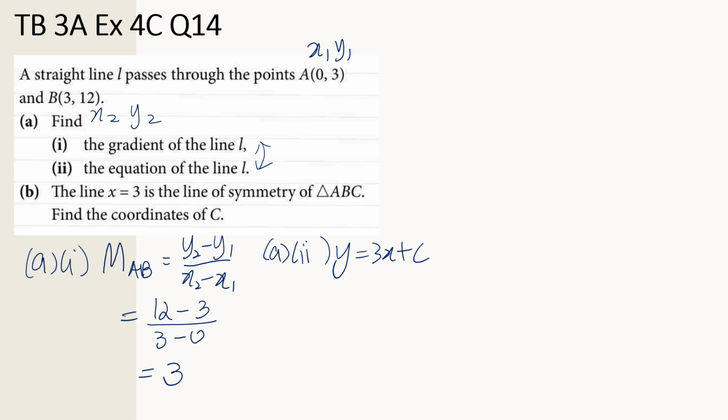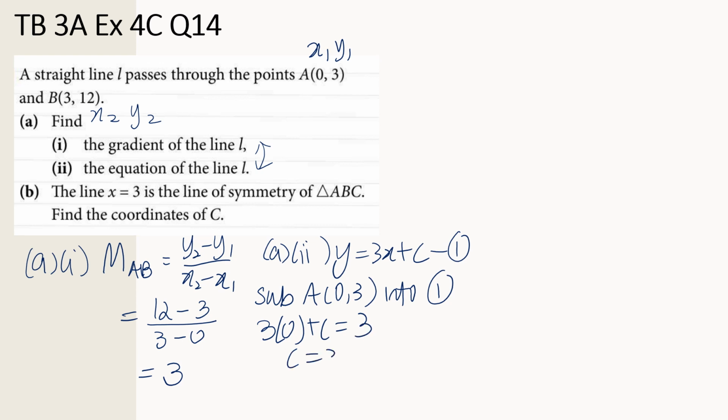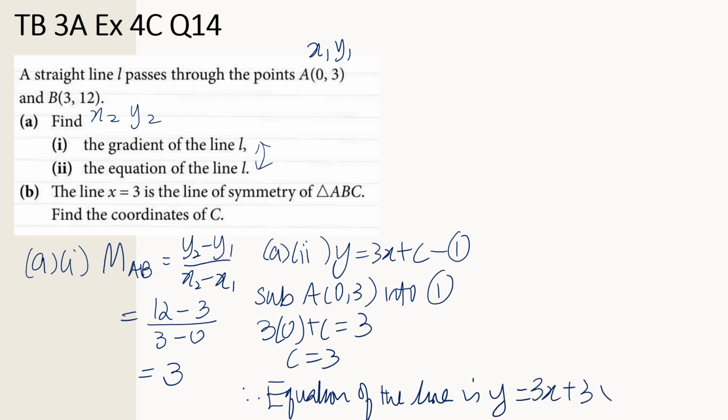Alright, so I'm just going to use point A. Point A, because one of the coordinates is 0, is easier. So sub point A. But if you don't like it, want to use point B, also go ahead. Just be careful with the calculation. So 3 times 0 plus c equals to 3. So c is equals to 3. So therefore, the equation of the line is y equals to 3x plus 3. Okay, that's it. All right, let's look at part (b).